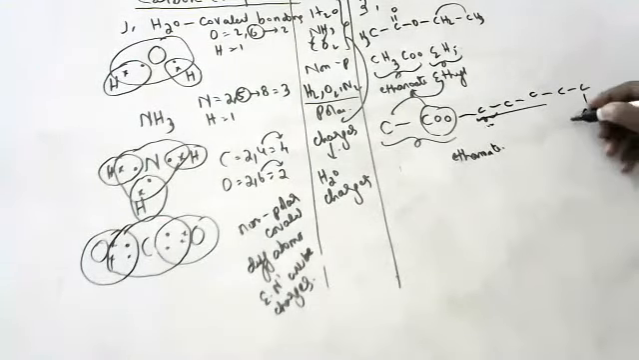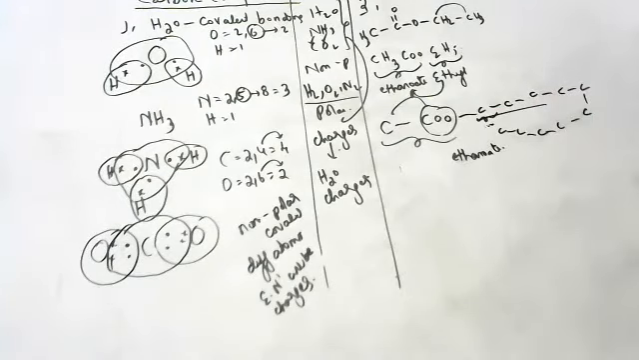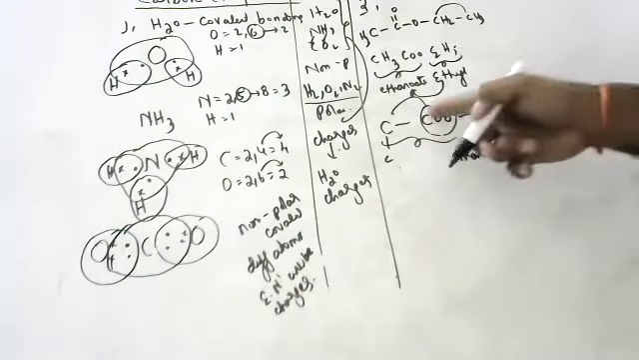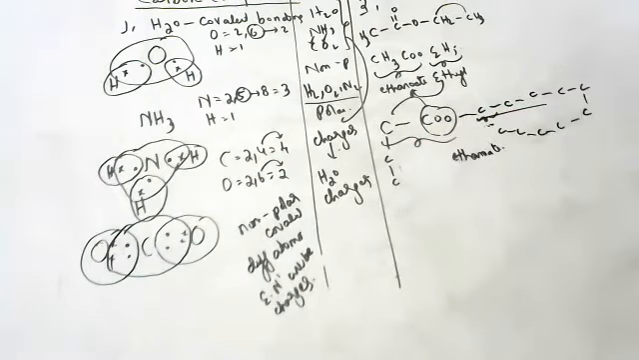Hexyl ethanoate. This one? Heptyl ethanoate. This one? Octyl ethanoate. This one? Nonyl ethanoate. This one? Decyl ethanoate. This one? Decyl propanoate. This one? Decyl butanoate. This one? Decyl pentanoate. This one? Decyl hexanoate. This one? Decyl heptanoate. This one? Decyl octanoate. This one? Decyl nonanoate. This one? Decyl decanoate.